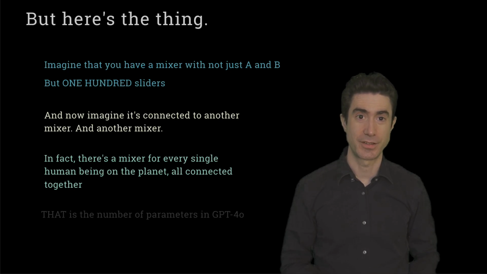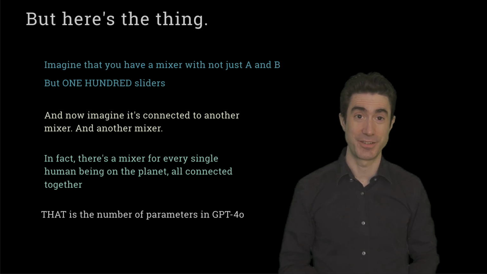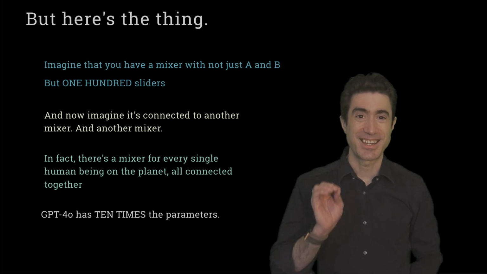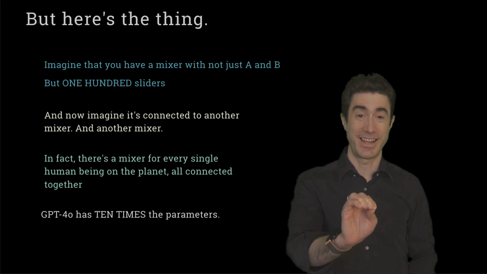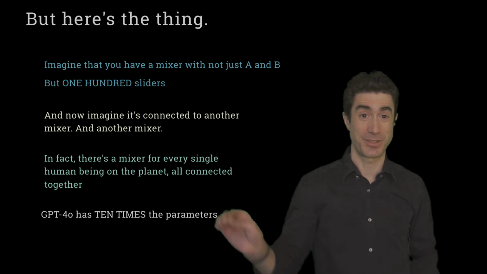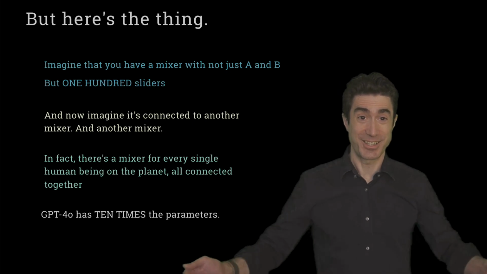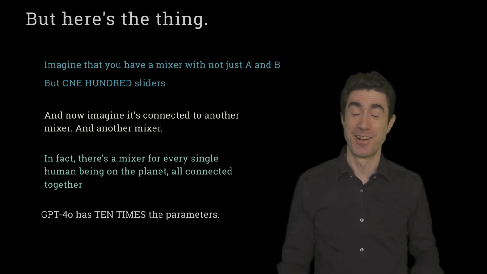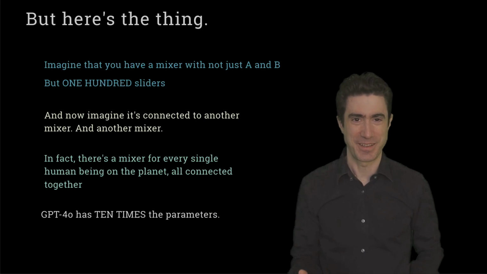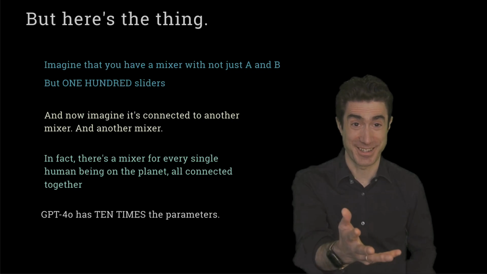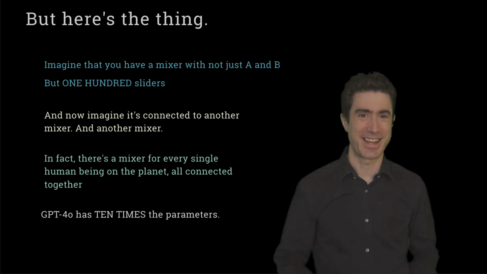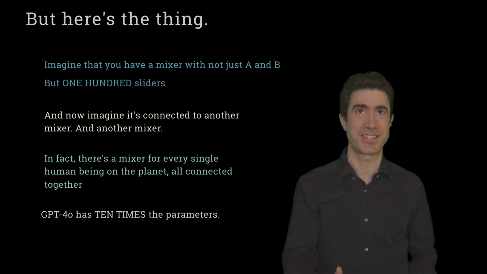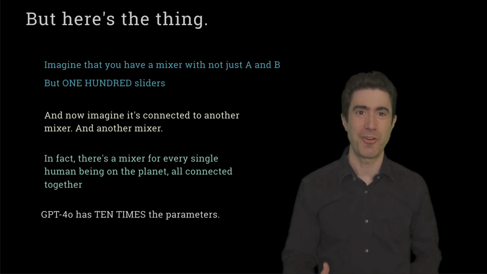Except it's not. That's not true. I'm lying to you. The truth is that ChatGPT has 10 times that number of parameters. It is like having 10 times the number of people on the planet, each with their own mixer with 100 sliders, or it's like 10 Earths or something like that. It's so much. It is just bewildering.